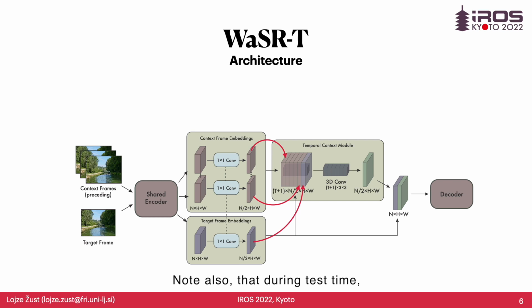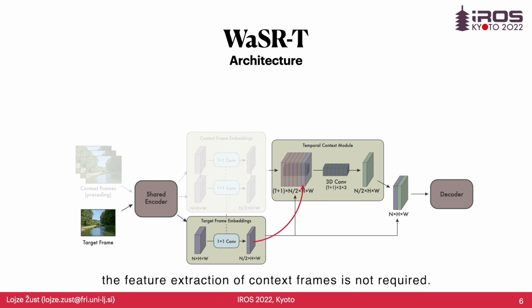Note also that during test time, the feature extraction of context frames is not required. Because frames are received sequentially during test time, we can store the feature embeddings of preceding frames in memory, drastically reducing the required processing time.